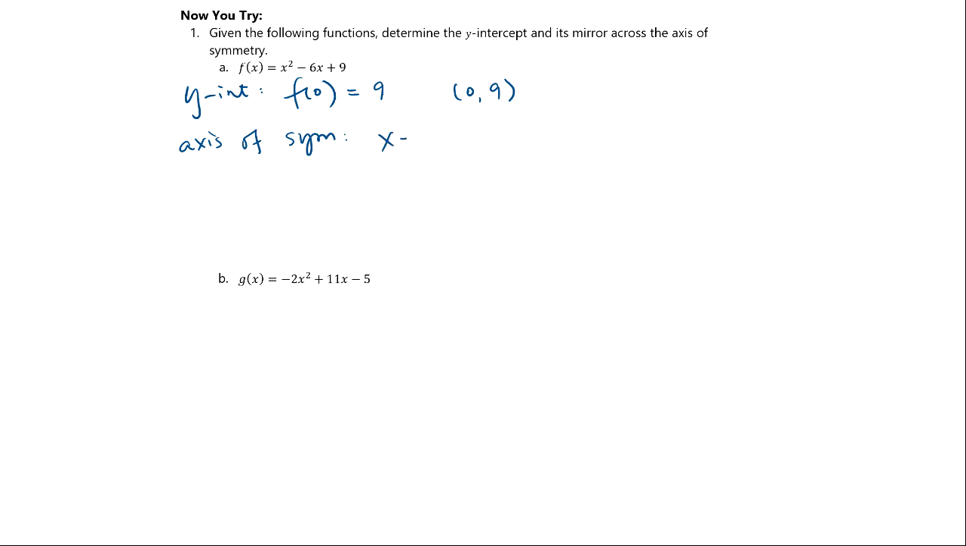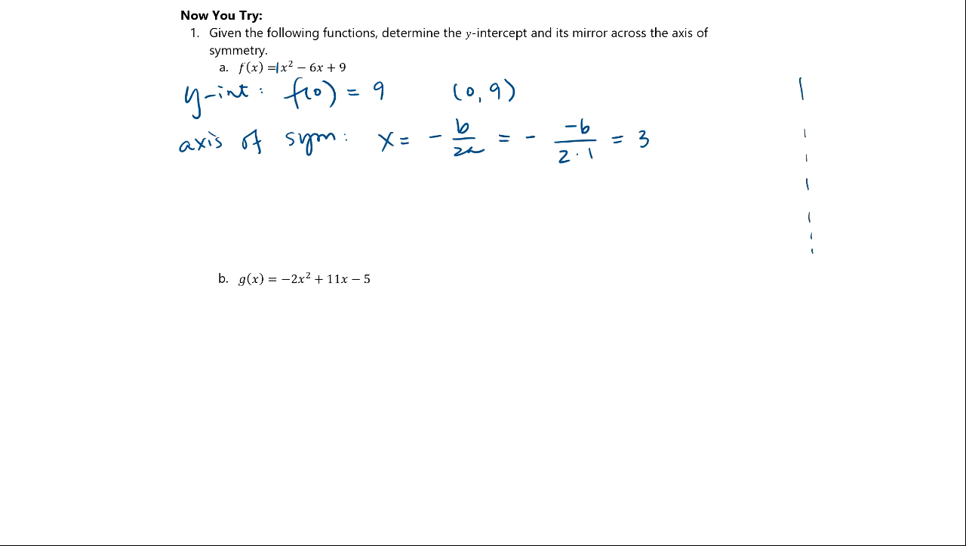To get that, we have x equals negative b over 2a, and we would get negative of, remember b is negative 6, don't forget the negative sign over here, over 2a, which is 2 times 1. As we simplify this, we'll get 6 over 2, or 3. So that's our axis of symmetry.